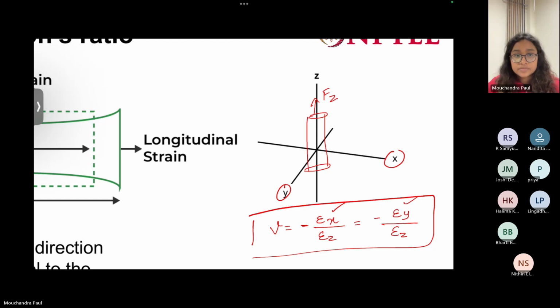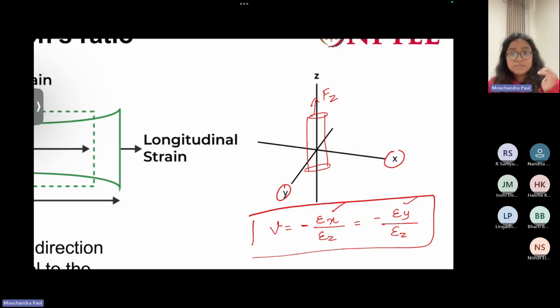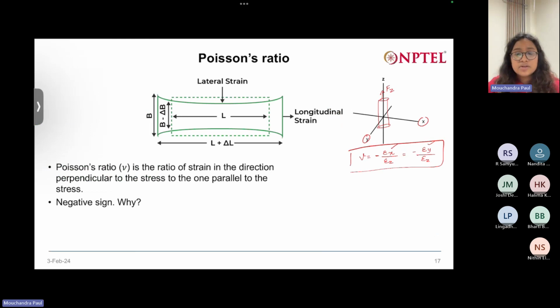Okay, is it clear? The numerator is for the strain in the perpendicular direction. The denominator is the strain in the parallel direction. That's it. And the negative sign also you should remember. Why the negative sign? I think you can understand, right?